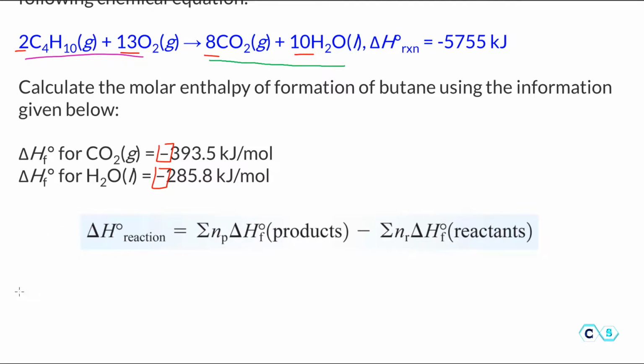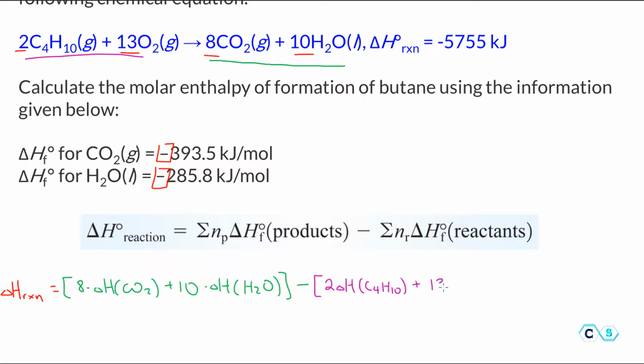So let's write down what we have. The enthalpy of this reaction is equal to, we're going to start from the products. So we have carbon dioxide, and it is 8 moles. So it's equal to 8 times the enthalpy of formation of carbon dioxide plus 10 moles of water, so enthalpy of formation of water as a liquid. And then we're going to subtract the sum of the reactants. So what we have is 2 moles of butane together with 13 moles of oxygen. And all of these together is equal to the enthalpy of the reaction as shown here.